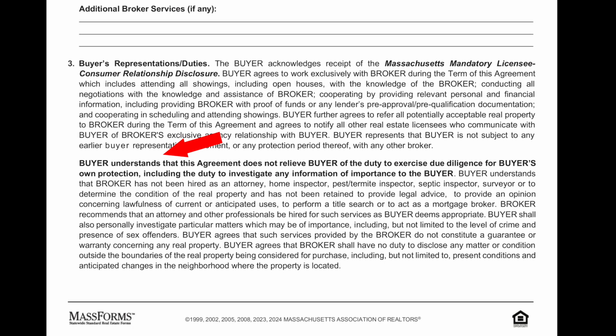Then underneath here, it says that the buyer understands that this agreement does not relieve buyer of the duty to exercise due diligence for buyer's own protection, including the duty to investigate any information of importance to the buyer. So this is saying, listen, buyer, as an agent, I'm not a home inspector, I'm not an attorney, I'm not a surveyor, I'm not any of these things. I'm not a loan officer, right? So if you have questions that pertain to those things specifically, you need to get that answered by a professional. It's not me. So don't rely on me to give you that information. That's not my forte. That's not what I'm licensed for. So make sure you do your due diligence, and you're not relying on me to do all that stuff for you.